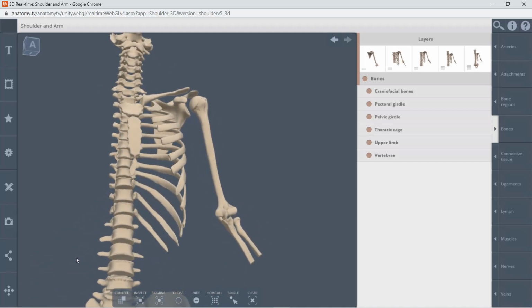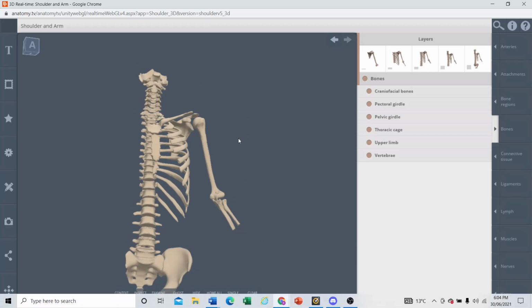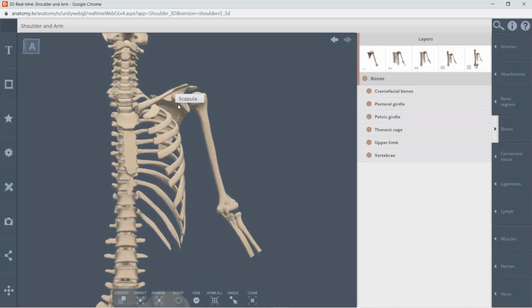The other system of bones is called the appendicular skeleton. Now there's the superior appendicular skeleton and the inferior appendicular skeleton. Today we'll be focusing primarily on the superior appendicular skeleton, which consists of the pectoral girdle with the scapula and the clavicle, as well as the bones of the free part of the upper limb.